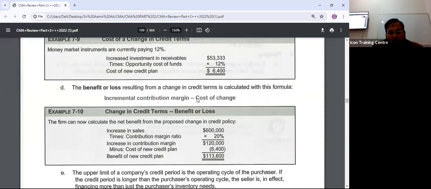Now, the benefit or loss resulting from a change in credit is calculated with this formula: incremental contribution margin minus the cost of the change. Now, the increase in sales is 600,000 and the contribution margin ratio is 20% because the variable portion is 80%, right, sir? So the increase in contribution margin is 120,000 minus the cost. So the benefit of the new plan is 113,600. That is how you can calculate it.